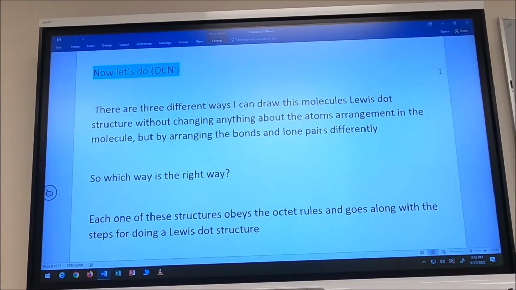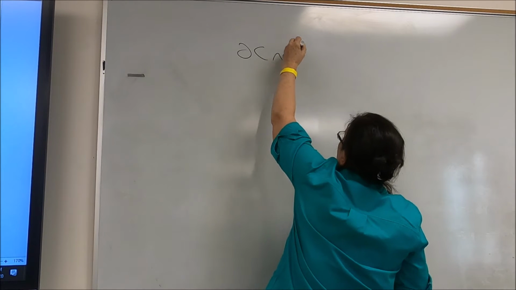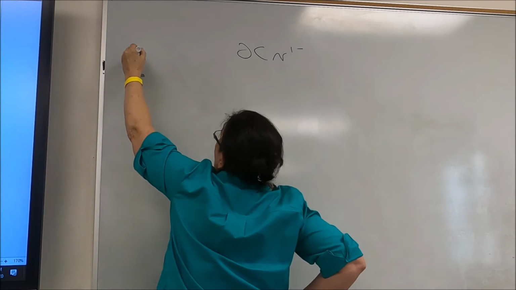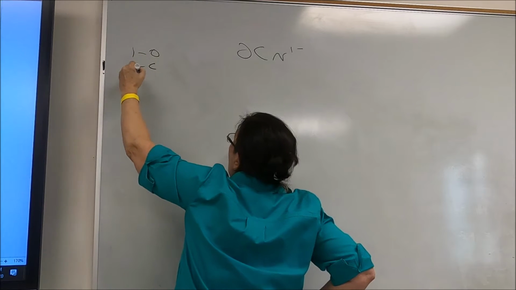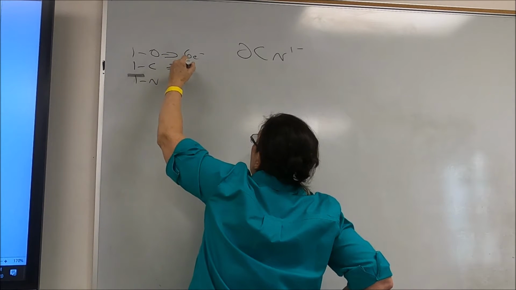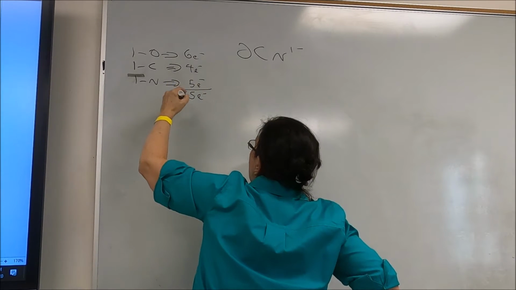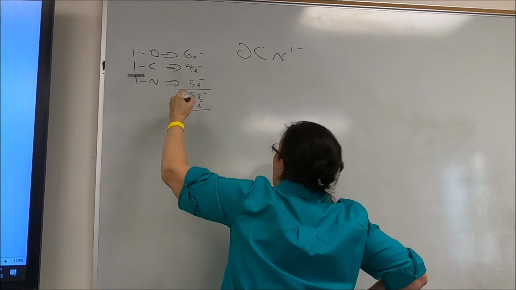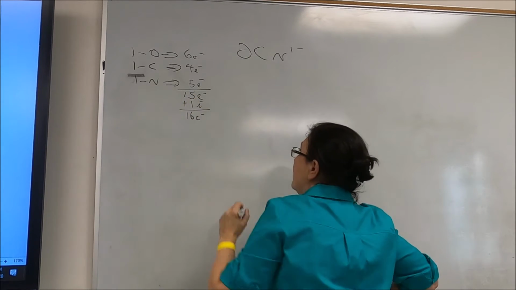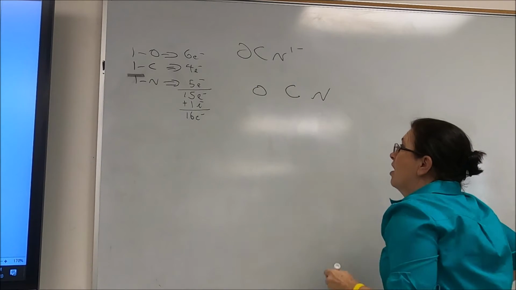Okay? So we're going to look at OCN1-. It's a polyatomic ion. We've got one oxygen, one carbon, one nitrogen. So that's 6 electrons and 4 electrons and 5 electrons. So that's 15 electrons. I add one more electron because it was negatively one charged. That's 16 electrons. Okay, carbon's going to go in the middle, oxygen and nitrogen on either side.